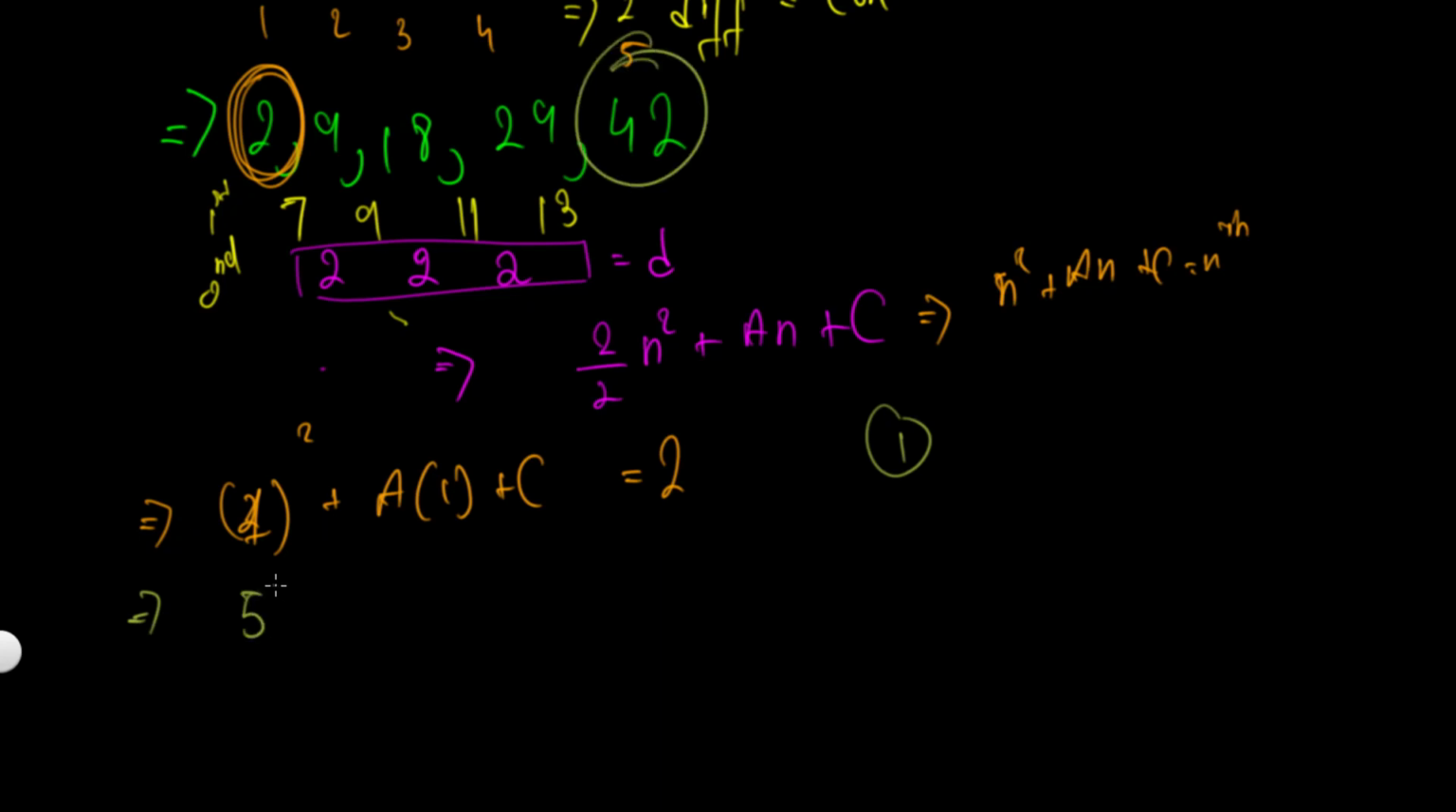So 5, because n is 5, n square plus a n plus c is equal to 42 because it's the fifth term of the sequence. We have two equations, so we have a simultaneous equation situation. From this point you just have to solve it just like you solve simultaneous equations and you will get your answer.